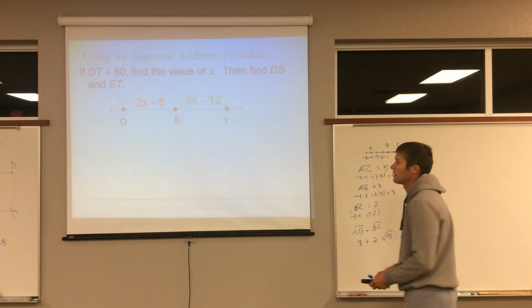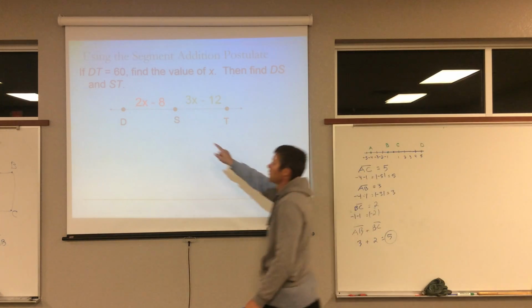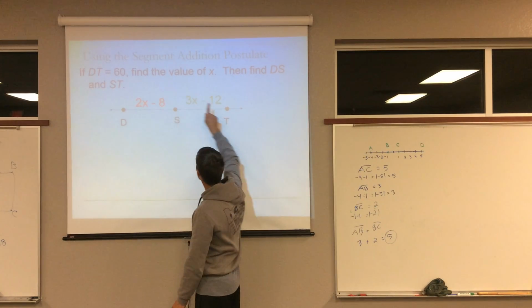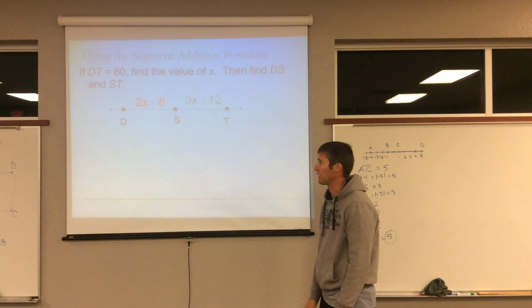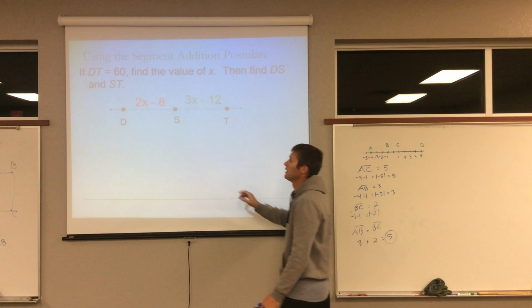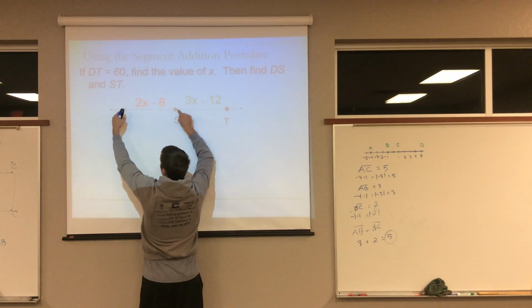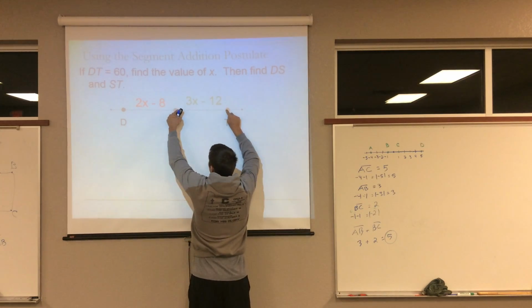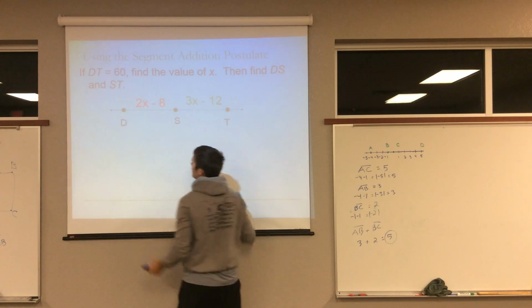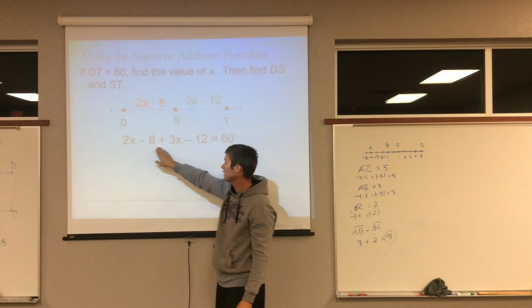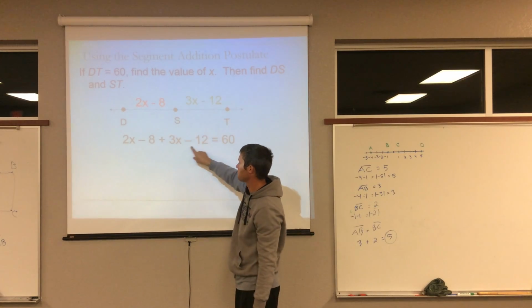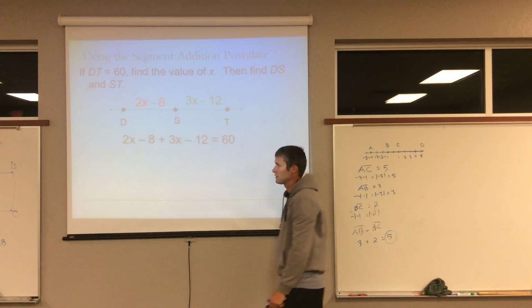So we come through here. If D to T, this whole distance from here to here, is 60 units, we want to find the value of x. So we'd write an equation. This segment plus this segment should equal the whole segment. And that's what we're saying. So this segment, 2x minus 8, plus this segment, 3x minus 12, equals the whole segment of 60.